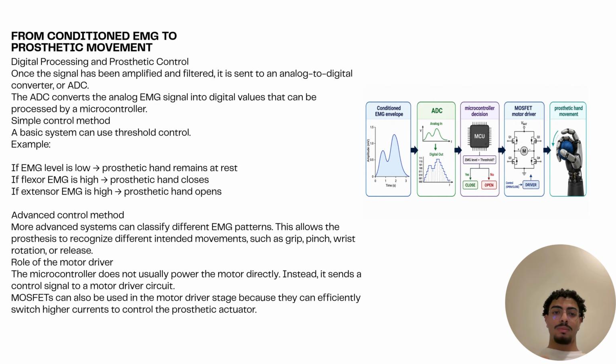More advanced systems can classify different EMG patterns. This allows the prosthetic hand to recognize different intended movements, such as grip, pinch, wrist rotation, or release. The microcontroller usually does not power the motor directly. Instead, it sends a control signal to a motor driver circuit.